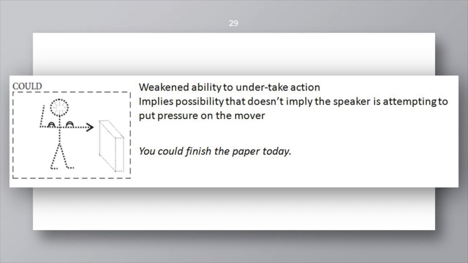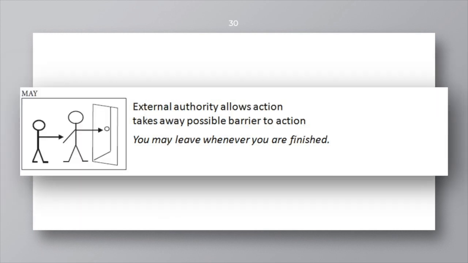Okay, so you are not trying to imply that we are putting some pressure on them to do something for us. You're just trying to be polite. Okay, and when we talk about may, it is about external authority that allows action. So when we use may, we imply that there is a barrier. There is something that stops you from doing something. And when you ask someone with may, you're asking them to lift, to take off the barrier so that you can do what you need to do.